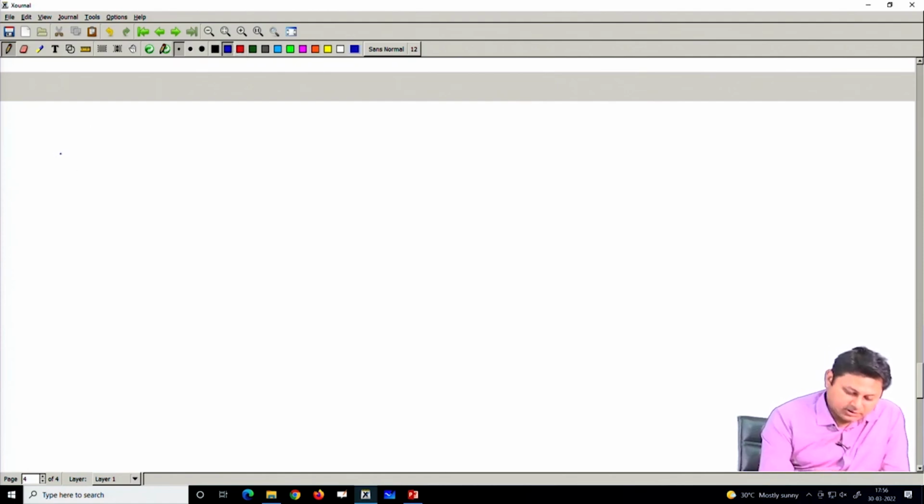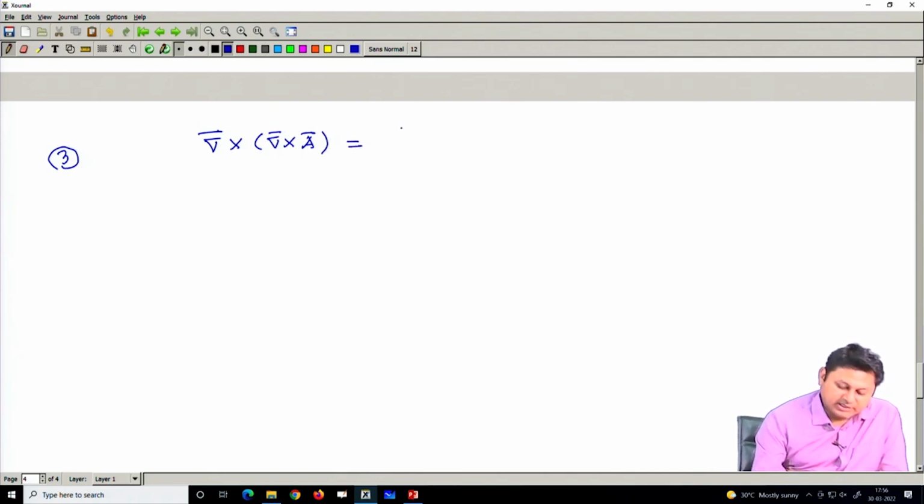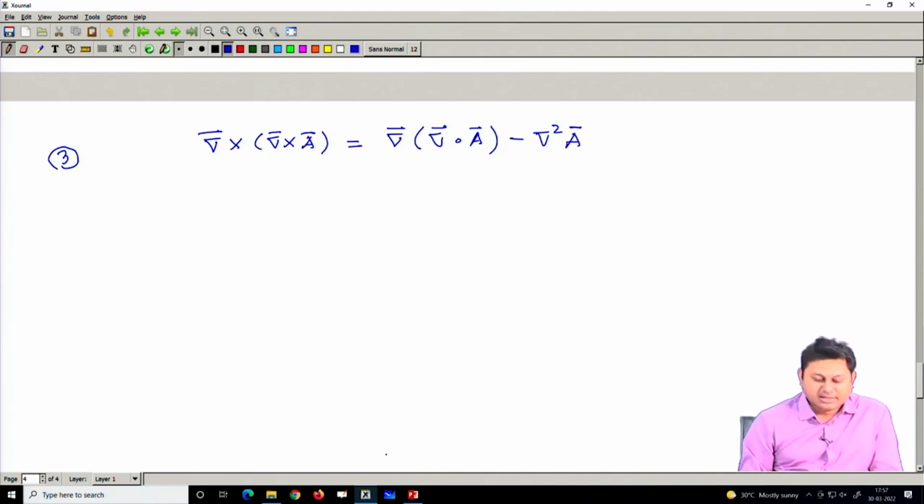This is the third identity I am going to prove. It asks: what is the value of curl cross A? I need to prove that, and first let me write the result. It is a very famous identity, and you should remember it, because it is going to help us a lot in future. I am just blindly writing it, I will prove that later.